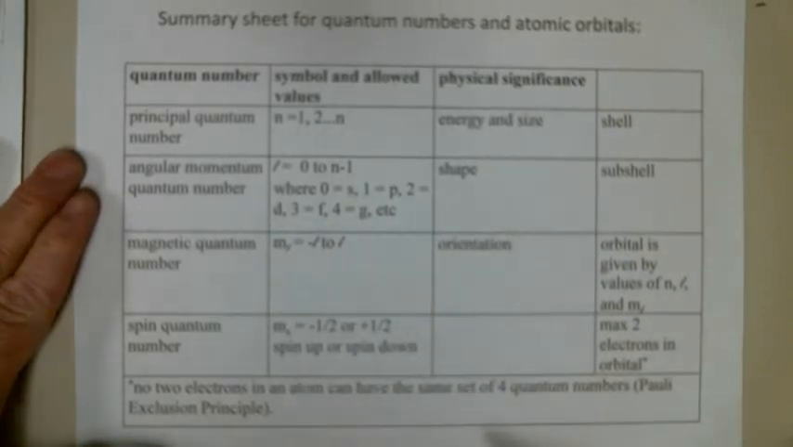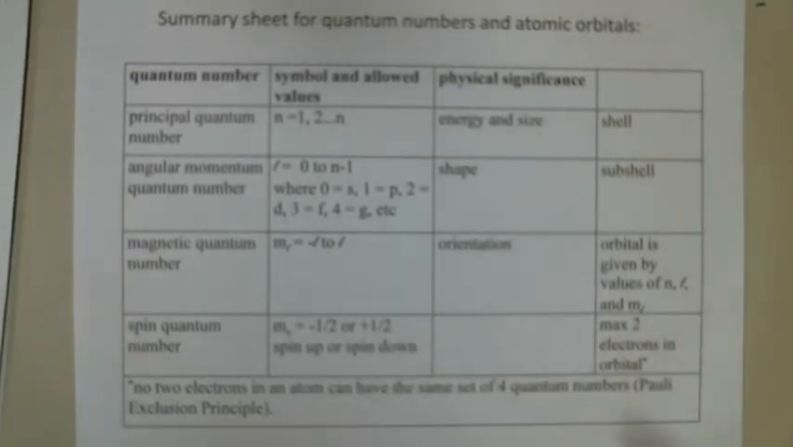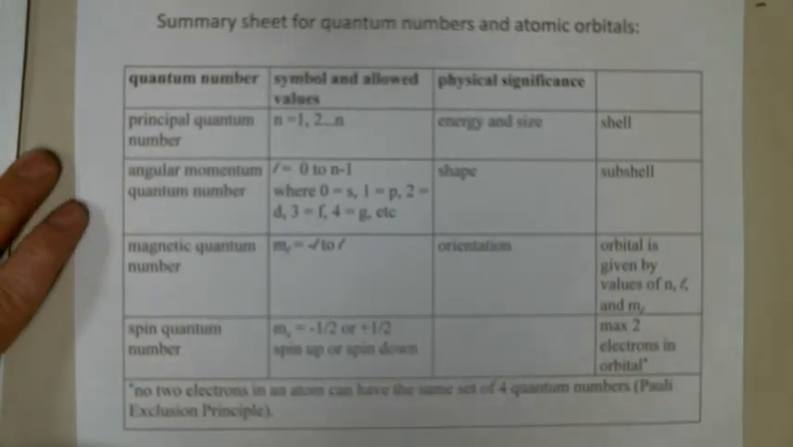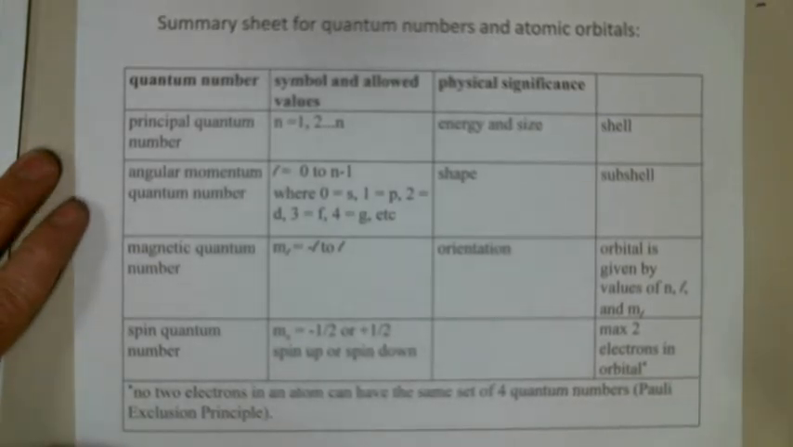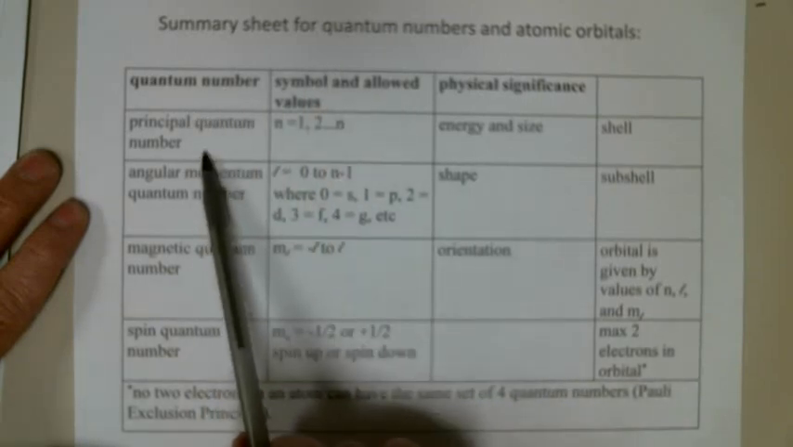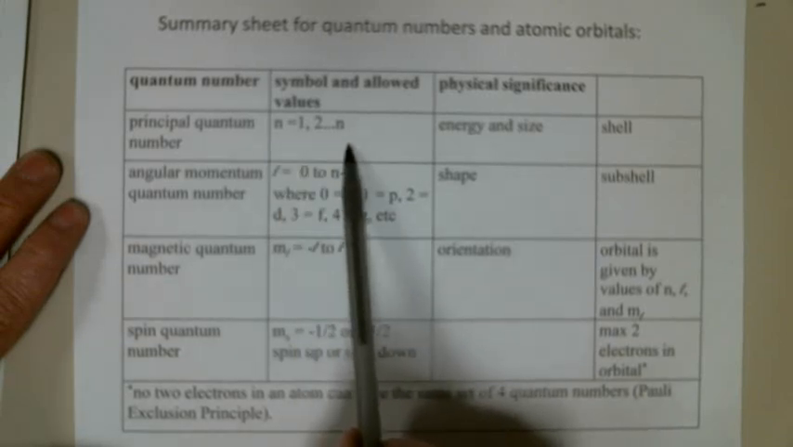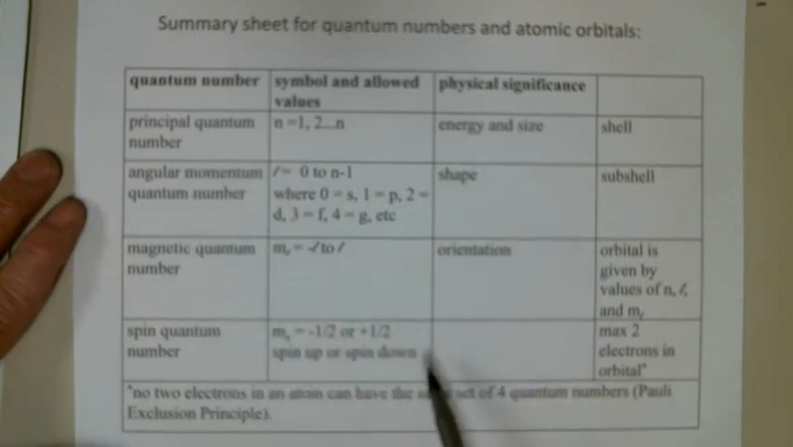This is the summary sheet that I promised for quantum numbers. So it's exactly the same stuff that I talked through in excruciating detail in the last content video. And this is what we need to know, the descriptive material about quantum numbers and atomic orbitals. So there's the quantum number itself, what's the name of it, what's the symbol, what values are allowed, and then what's the physical significance. So we went through each of these in turn.